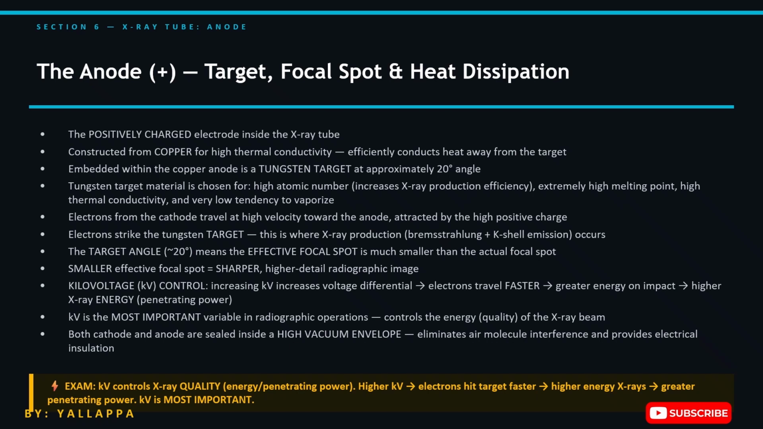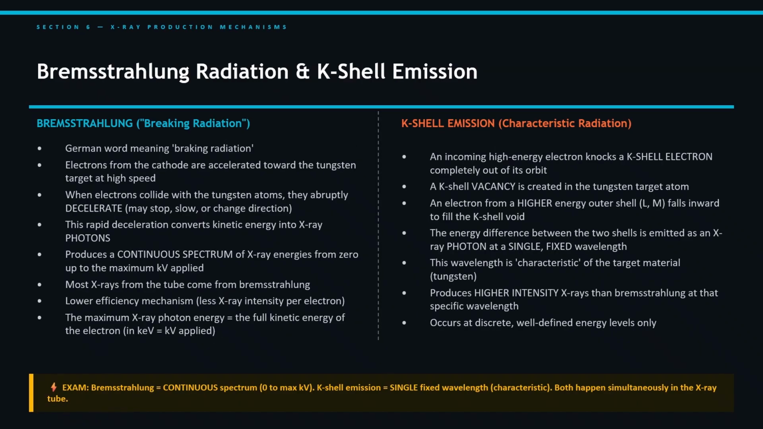The tube operates under high vacuum because the electrons must travel from cathode to target without being significantly obstructed by air molecules. This entire system is therefore a carefully engineered balance between electron production, acceleration, X-ray production, focal spot geometry, and heat management. There are two fundamental X-ray production mechanisms shown here.